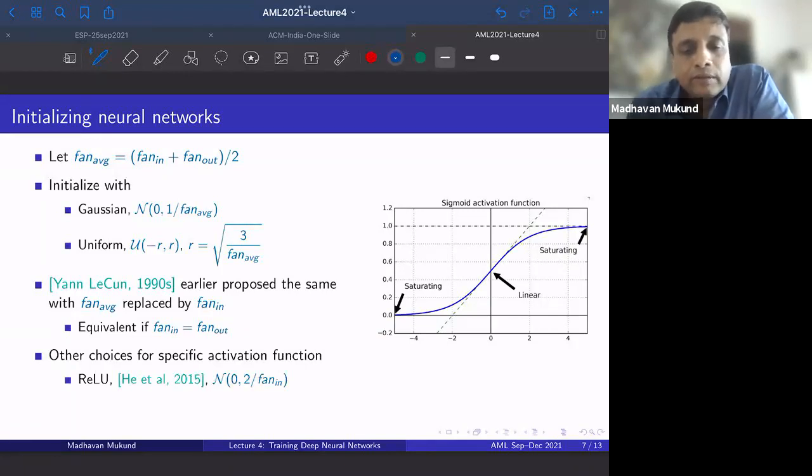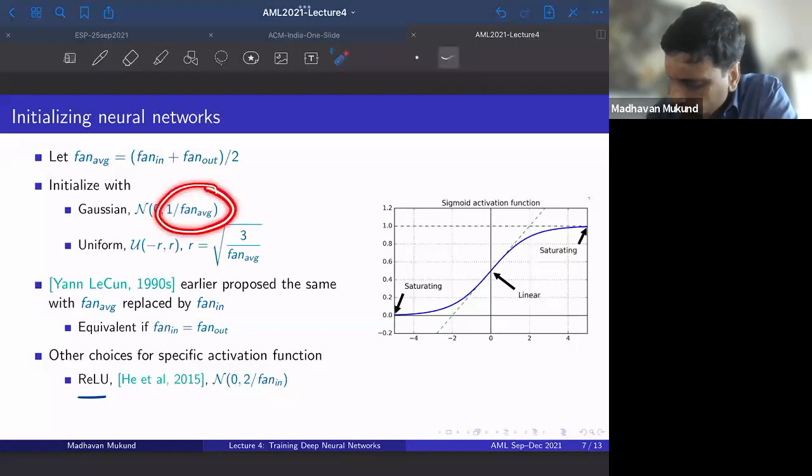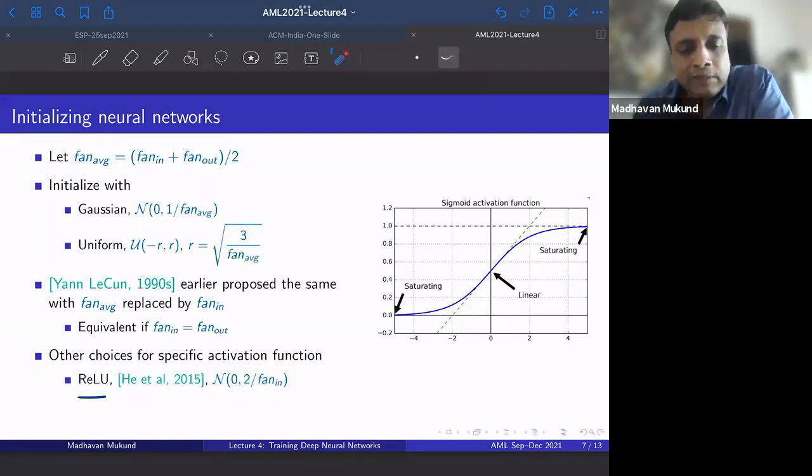We will see soon, as the next part of this, that we will look at other activation functions other than sigmoid. So depending on what your activation function is, there are other proposals for good initialization. For instance, there is something called a ReLU, a rectified linear unit, which we will look at. Instead of 1 by fan-in, which is what is proposed here, you can do 2 by fan-in. Now again, some of this is mathematically justified, some of it is empirically justified. So you have to take it with a pinch of salt, but in a library that implements neural networks, you can choose.